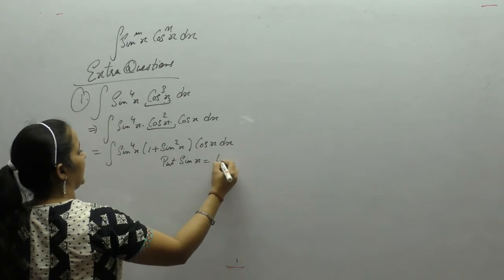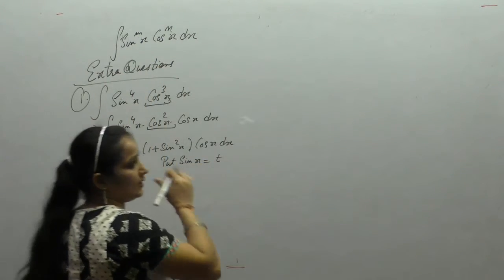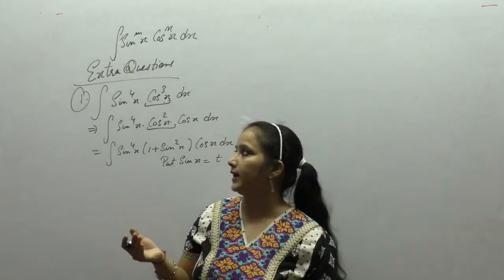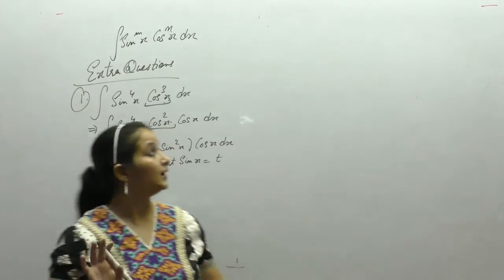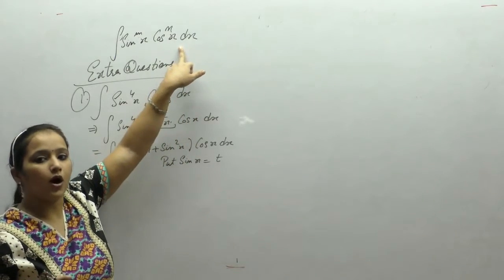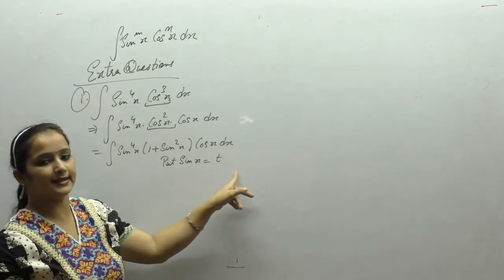हमने फर्स्ट टाइप ये पढ़ी थी कि पावर m ऑड है या पावर n ऑड है या पावर इवन में है, तो हम क्या सब्स्टिट्यूशन करेंगे. अगर cos की पावर odd में है, then we put sin x as t.